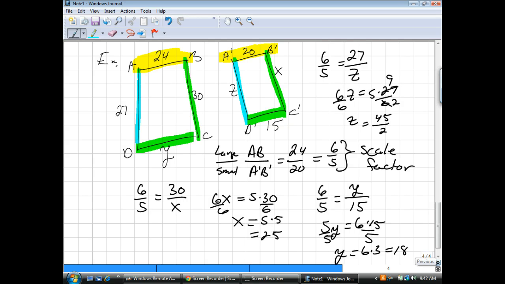And again, the key idea is once you set up your scale factor, you have to keep the same order for all your ratios. So remember that I set it up as large to small, so all my ratios had to be large to small. I could have set it up as small to large. I still get the same answers, but all my ratios have to be flipped over then, okay?